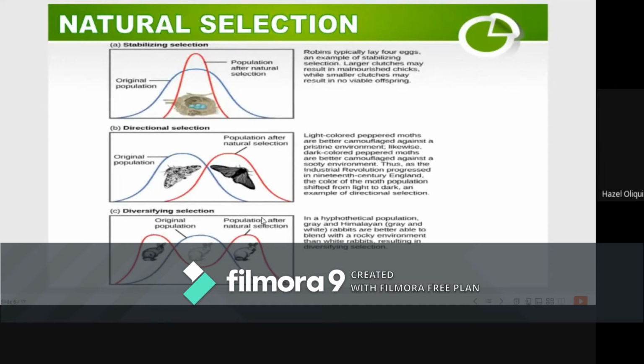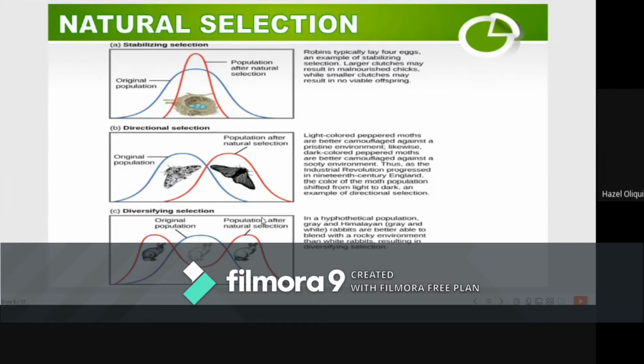Different types of natural selection can impact the distribution of phenotypes within a population. In stabilizing selection, an average phenotype is favored. Robins typically lay 4 eggs, an example of stabilizing selection, and larger clutches may result in malnourished chicks, while smaller clutches may result in no viable offspring.